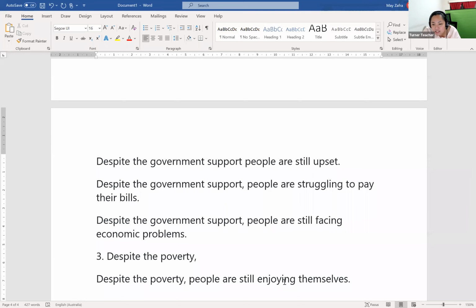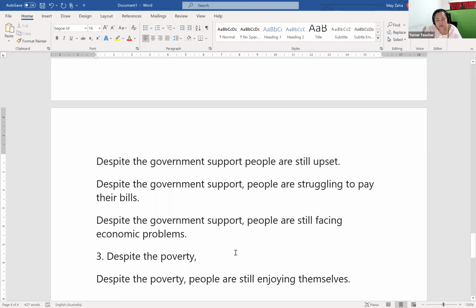Despite the poverty, some people blame for crime. That is cause and effect, Chandra. It has to be opposite, not cause and effect. Despite the government support, one of my neighbors still whinging about the lack of money. Yes, spelling of money.